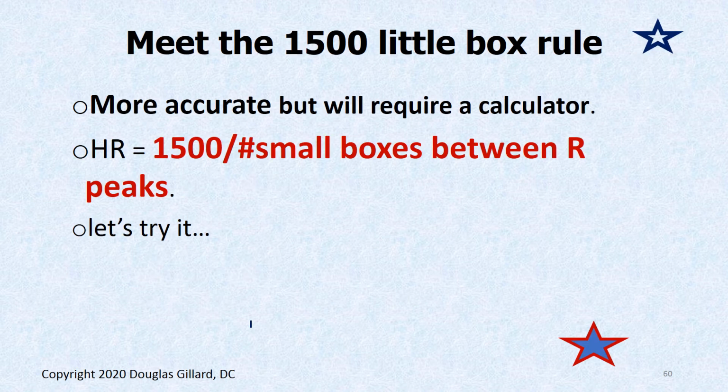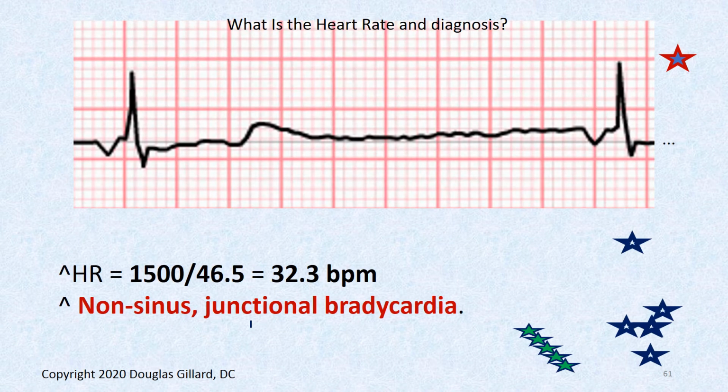For more precise measurements, I think you know this already, you can count the number of little boxes, the 1500 box rule, little box rule. 1500 divided by the number of little boxes will give you a more accurate heart rate. Let's try it with that same patient. So it looks like kind of one box after the main hashtag here. So that'd be 5, 10, 15, 20, 25, 30, 35, 40, 45, 46, maybe 47.